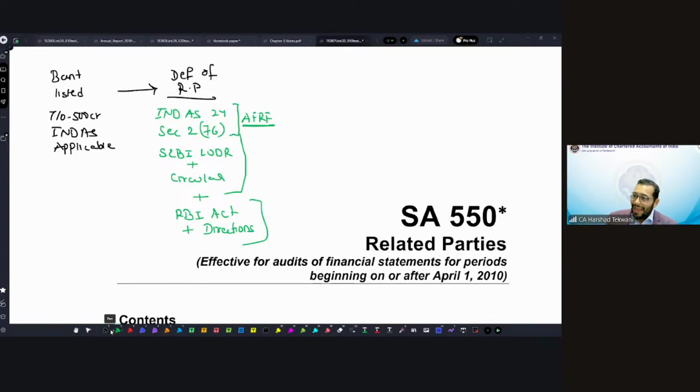Okay, let's assume this is the scenario. Let's assume another scenario. I'm talking about a sole proprietor liable for tax audit. Now, what is the applicable financial reporting framework over here? The income tax related party. Okay, income tax related party. Good, very good. What else?